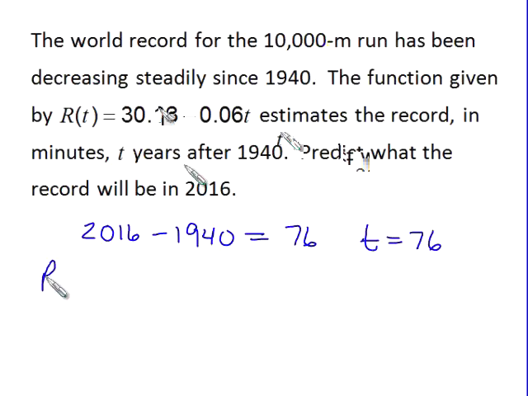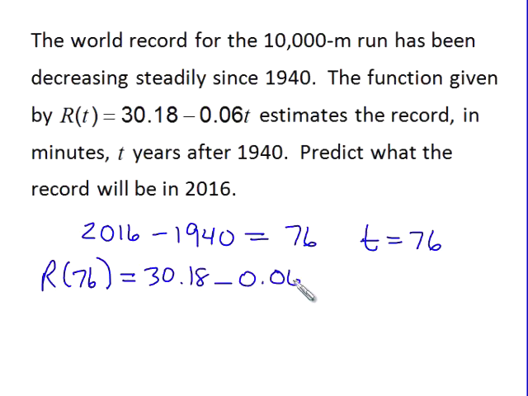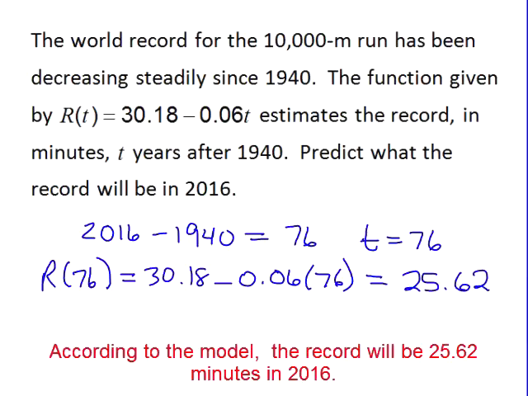So we're now going to find r at 76. So looking at the function, it's 30.18 minus 0.06 times 76. So typing this in your calculator, you'll see that you'll get a result of 25.62, which means that according to this model, the record will be 25.62 minutes in the year 2016.